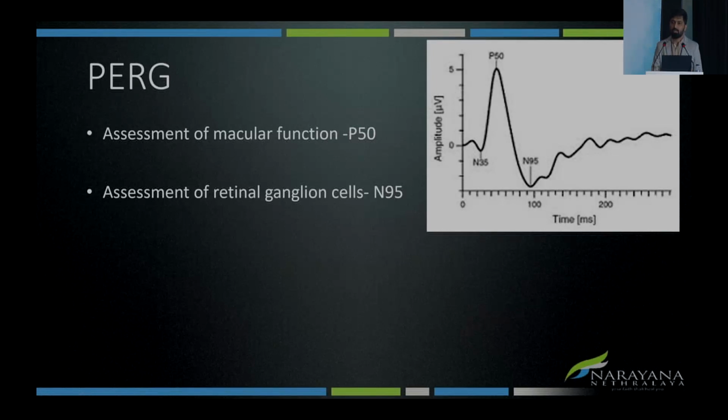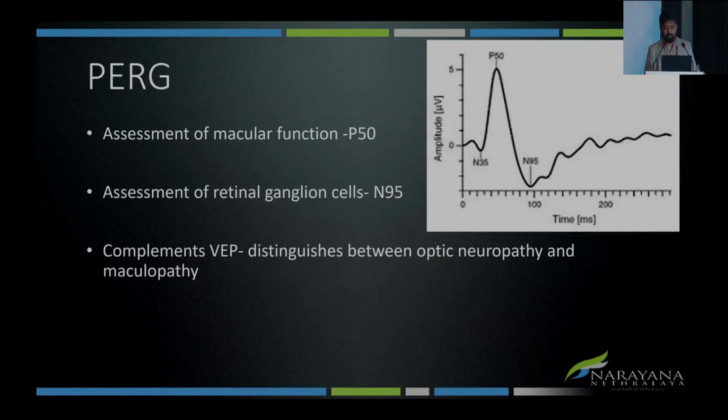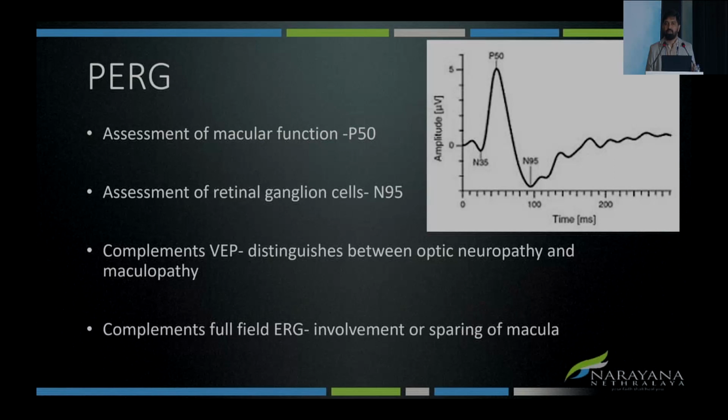Clear? So for example, if you have a glaucomatous optic atrophy patient and you do a pattern ERG, you will get a normal P50 and an abnormal N95. And if you have a patient with geographic atrophy, advanced AMD, the P50 will be abnormal, and N95 will also be abnormal, because unless the photoreceptors fire, the ganglion cells cannot conduct. So it complements the VEP to distinguish between an optic neuropathy and maculopathy. For example, if the P50 is affected, you are very sure that there's something wrong in the macula. Similarly, it complements the full field ERG, showing whether any particular disease is macula sparing or macula involved.